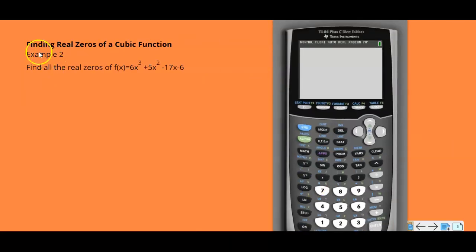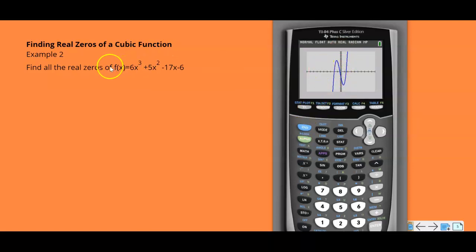All right, example 2, finding real zeros of a cubic function. Find all real zeros of f of x. So we're only going to use our calculator to do this. So if you go to y equals, I already got this function typed in just to save a little bit of time. You can hit graph. It's normally going to be a 10 by 10, but I couldn't see the maximum and minimum, so I did change my y values to -20 and +20.